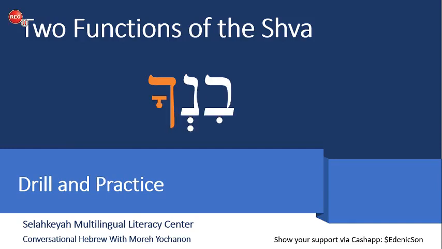Kaf Sofit makes the guttural sound. With the kamats underneath it, you have the ah. So you have ah or ha. Let's put it all together. Veen, ha. Veen ha. Veencha.